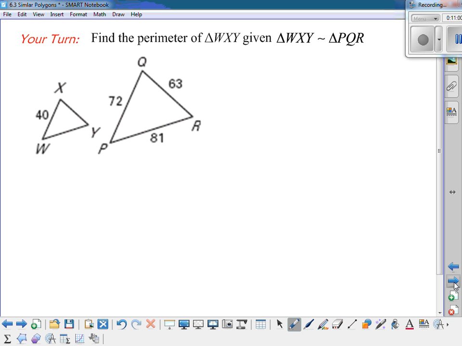So here's one for you to try on your own. You're going to find the perimeter of triangle WXY given that the two triangles are similar. So set that one up. Pause the video now.